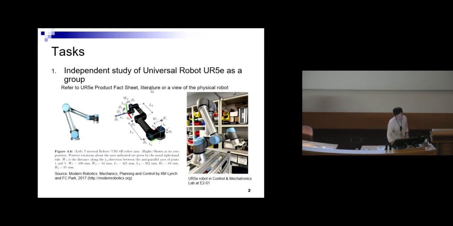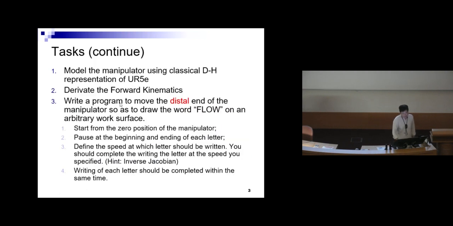So it's nice to look at the product sheet of the UR5E. With that, you model the manipulator using the classical DH representation of UR5E. I want a classical DH representation. There are two commonly used DH representations: one is classical, the other is modified. And there is also a third one which is lesser used.